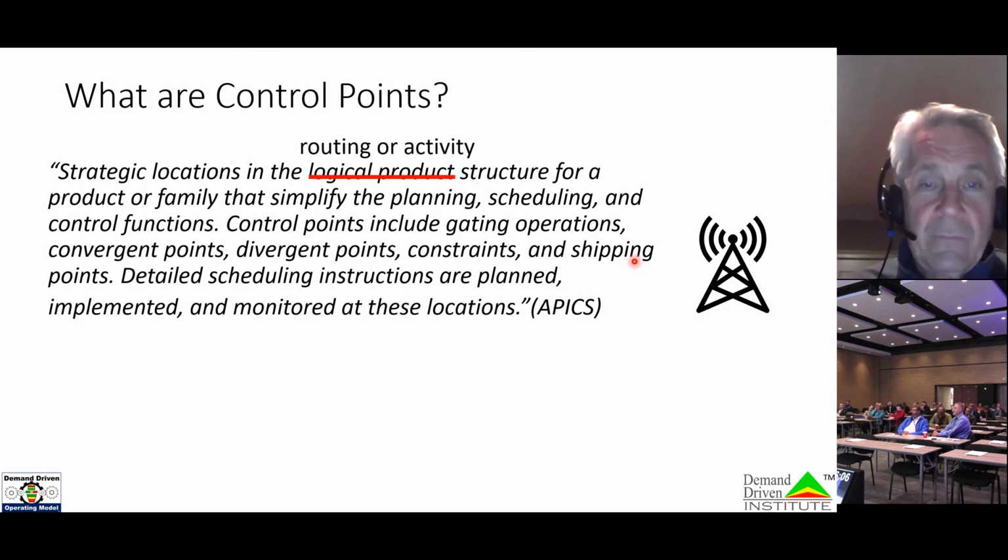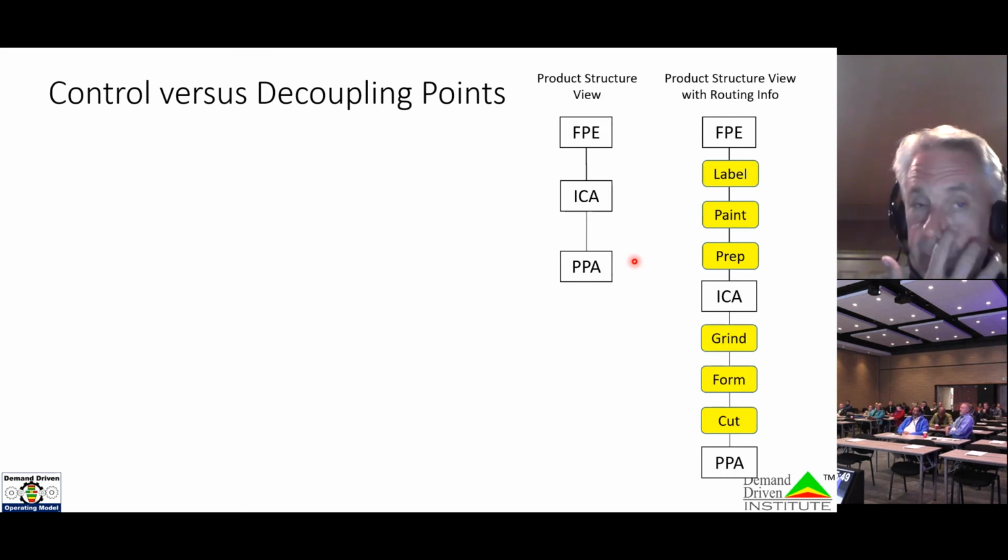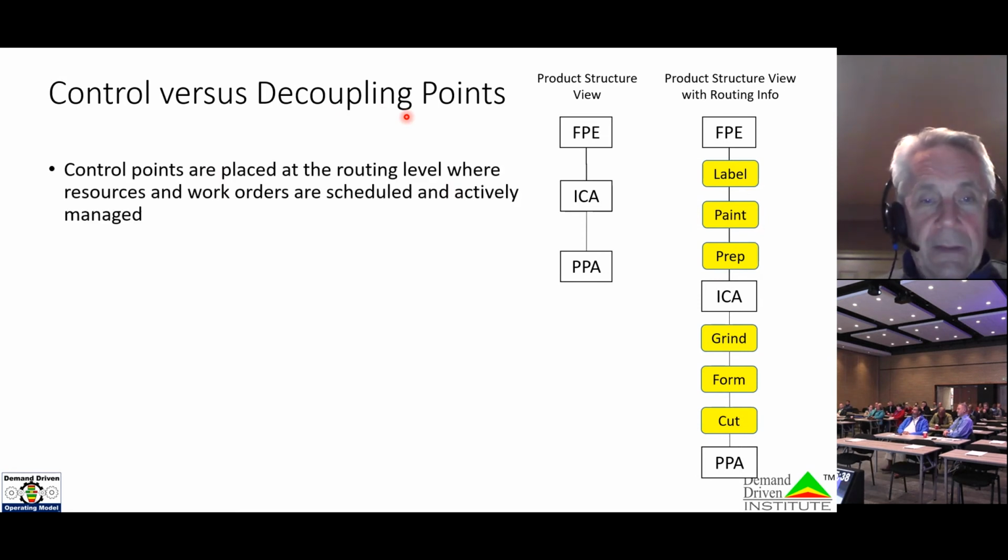I really think that it's more proper to think about it in terms of the routing or activities, right? So it's strategic points in the routing or the activities related to a given assembly are really where we want to implement and gain control through this concept of control points. So there's a contrast here between what a control point is, decoupling, and decoupling points. They kind of work together, but they have a different role to play.